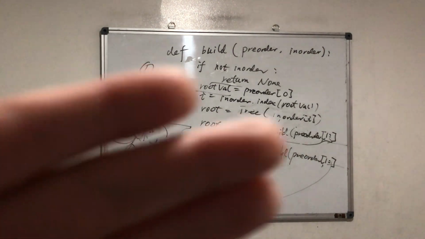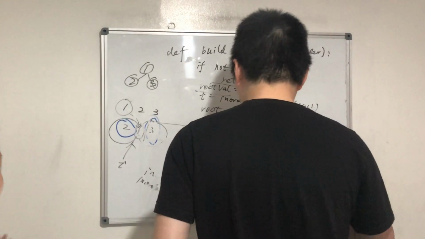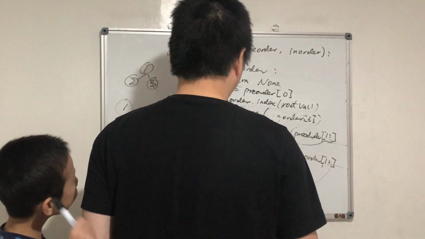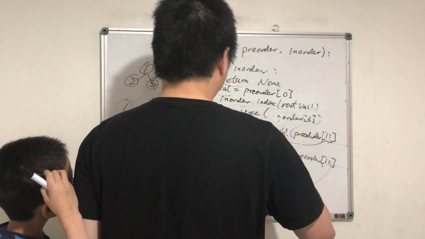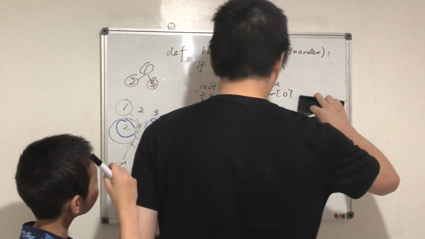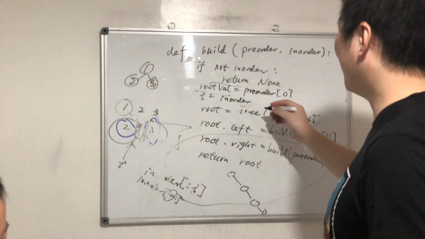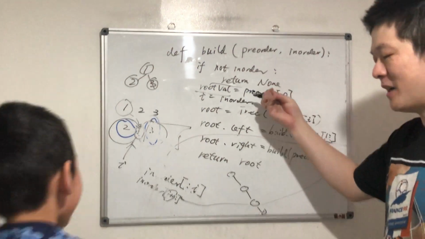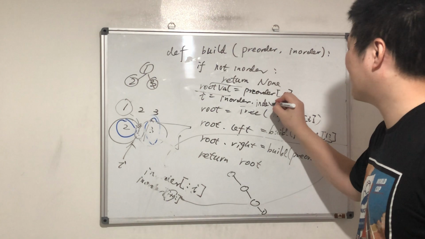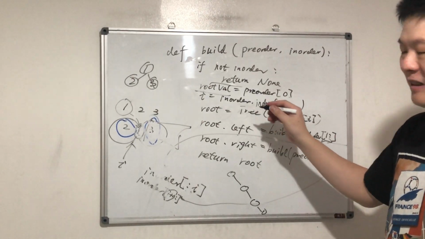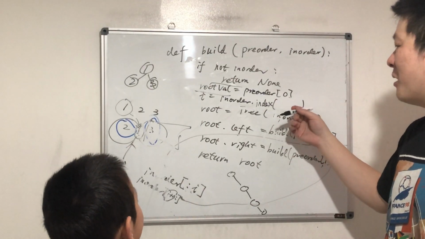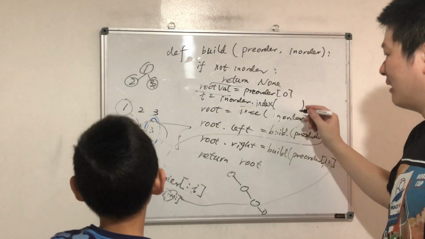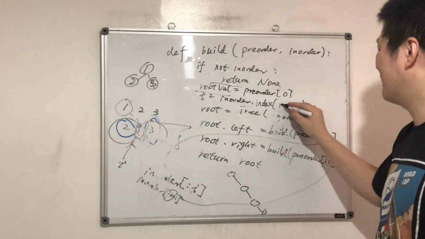Okay, so let me quickly... Inorder, though, what? What's the keyword to look for the element? Index. Which index? We want to find which element in the inorder? Root value, yes. That's it.